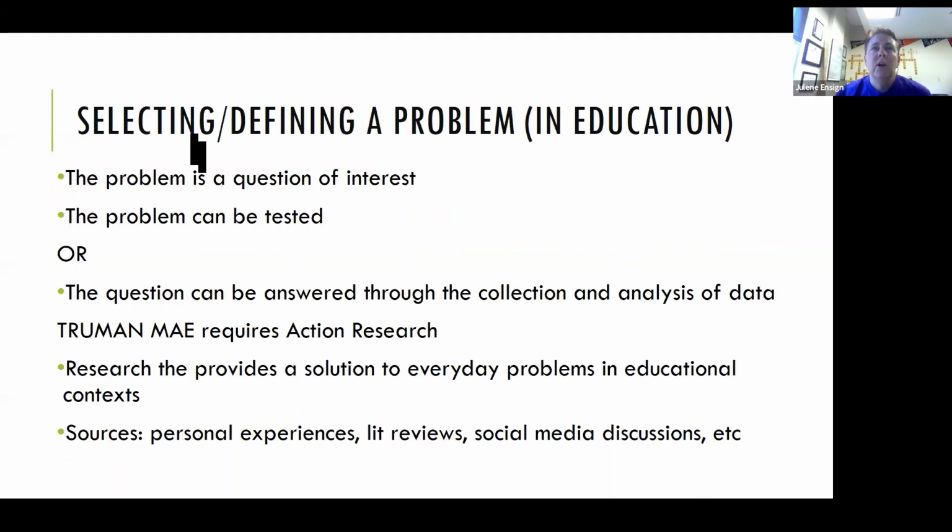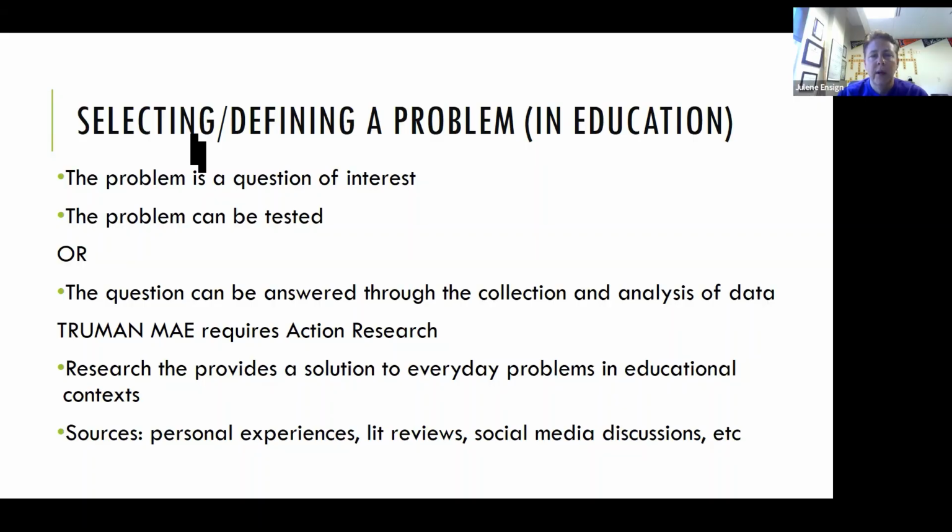So how do we find our problem, and especially in educational settings? Usually it's a question of what you're interested in, and it's got to be something that can be tested or something that we can answer by collecting data and analyzing data.